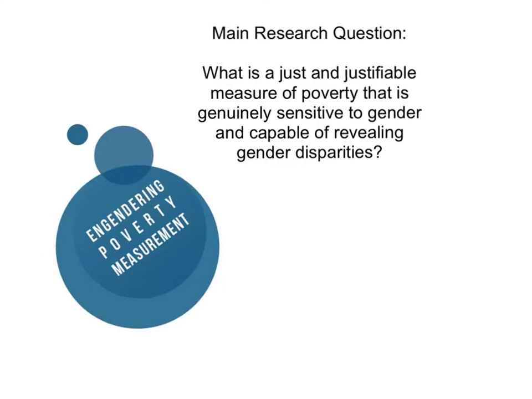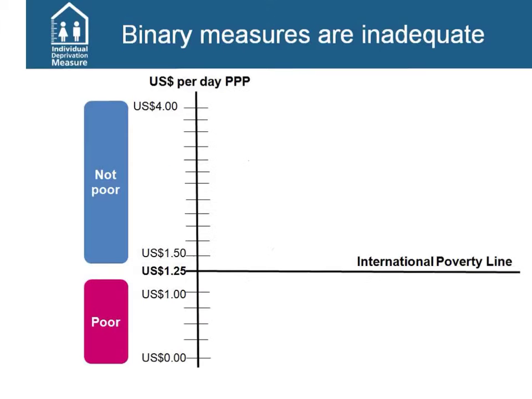Our motivation for this research was our concern that mainstream measures of poverty do not respond adequately to gender. Most measures of poverty are not concerned with the differences between women and men. They don't take account of the ways in which gender roles and responsibilities shape the experiences of poverty. The research question that shaped the development of the individual deprivation measure is: what is a just and justifiable measure of poverty that is genuinely sensitive to gender and capable of revealing gender disparities?